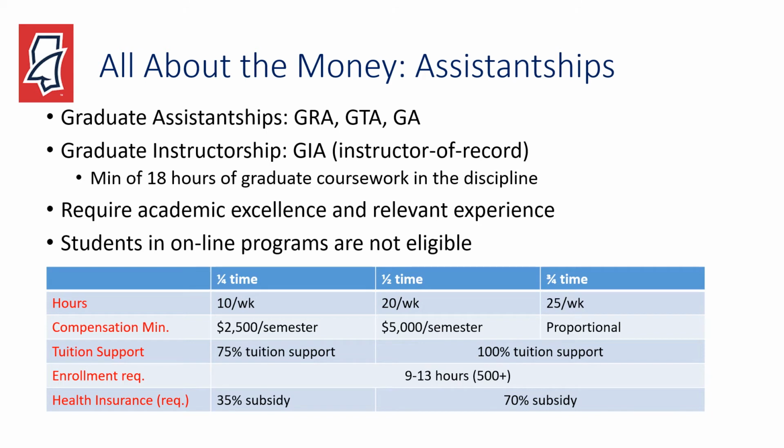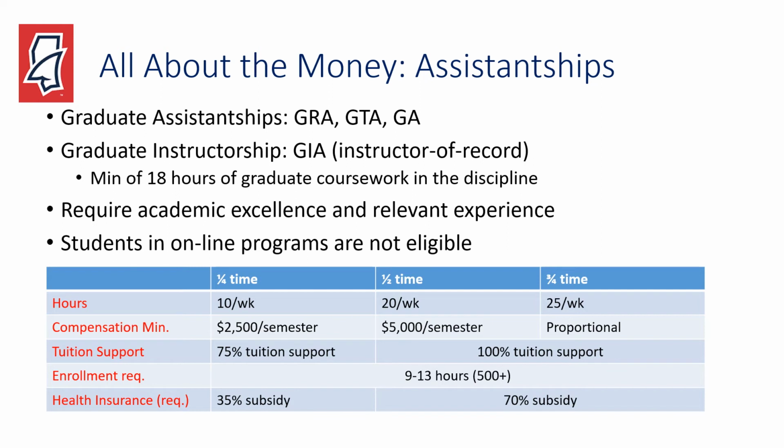Graduate assistantships are the number one way that graduate students fund their graduate education. Here at the University of Mississippi, we have several different types of graduate assistantships, including a research assistantship, a teaching assistantship, and a general assistantship, sometimes called a graduate service assistantship. We also have a graduate instructorship, which is when the graduate student is the instructor of record for a course. This particular assistantship requires a minimum of 18 hours of graduate coursework in the discipline prior to eligibility. All graduate assistantships require academic excellence and relevant experience. They are not guaranteed, and students in online programs are not eligible.